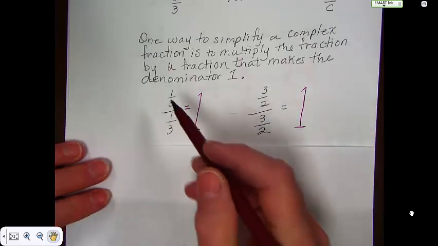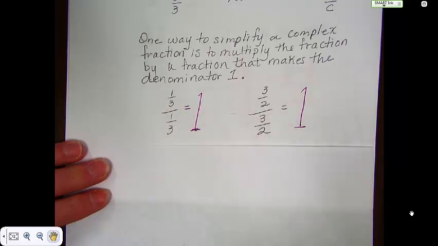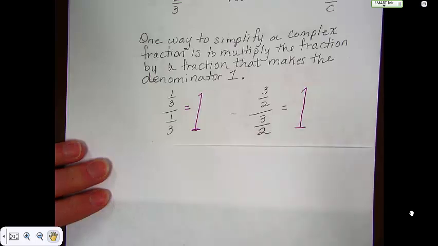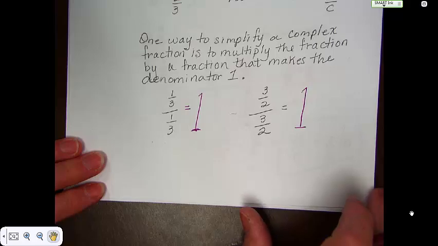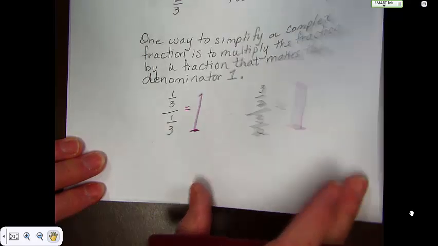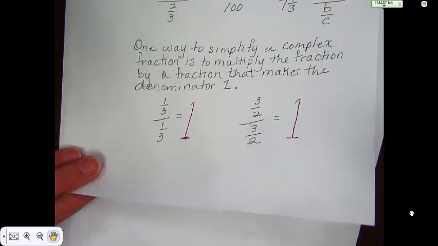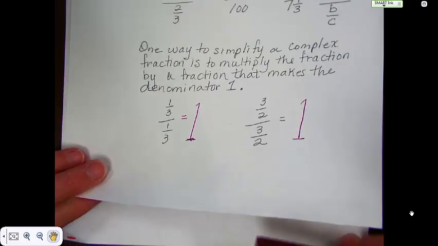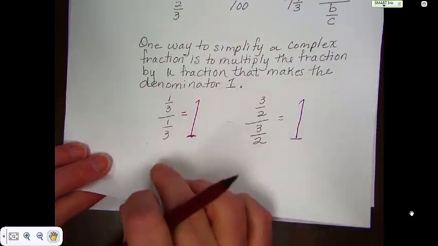Here's an example. If you look at this, 1/3 over 1/3 is 1, right? And 3/2 over 3/2 is 1. So if I'm multiplying a fraction by 1/3 over 1/3, I'm not changing the value of the fraction because I'm just multiplying it by 1. But I am getting rid of, or will get rid of, the denominator. And let's see how that happens.